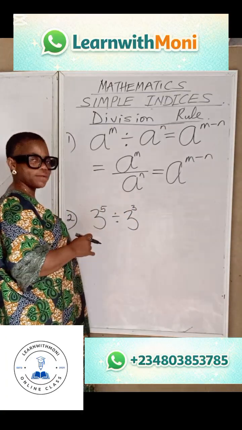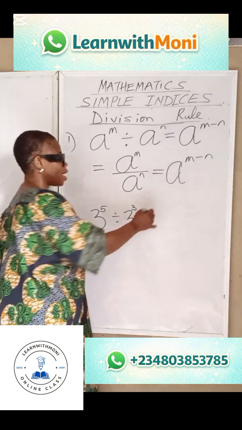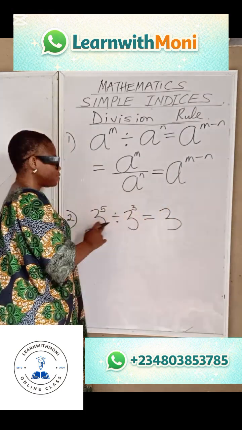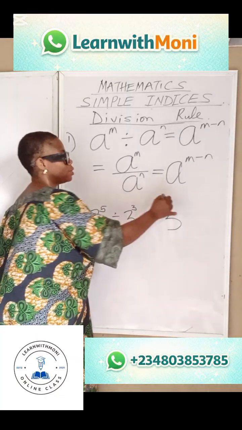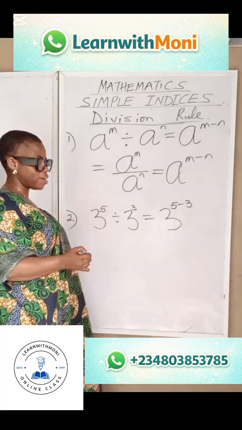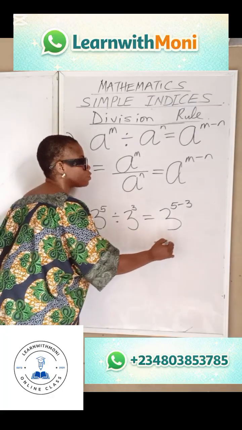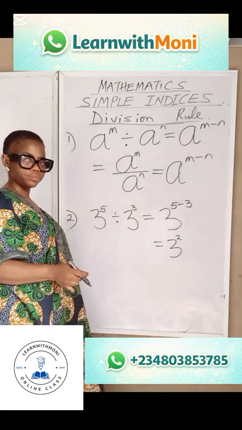3 raised power 5 divided by 3 raised power 3. The division law says that since the bases are the same thing, I will subtract the powers. This is 5 minus 3. 3 raised power 5 minus 3 is equal to 3 raised power 2. 5 minus 3 is 2.